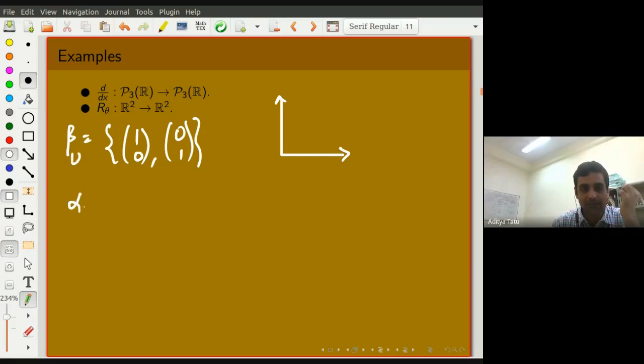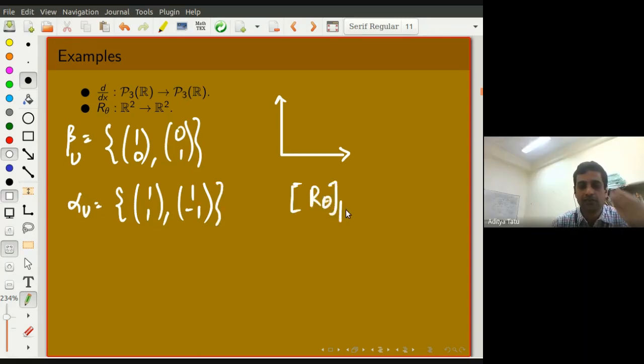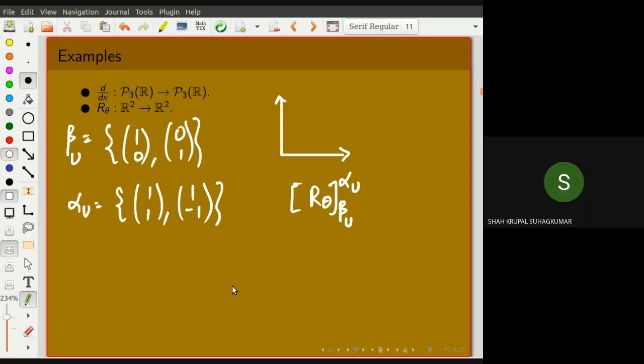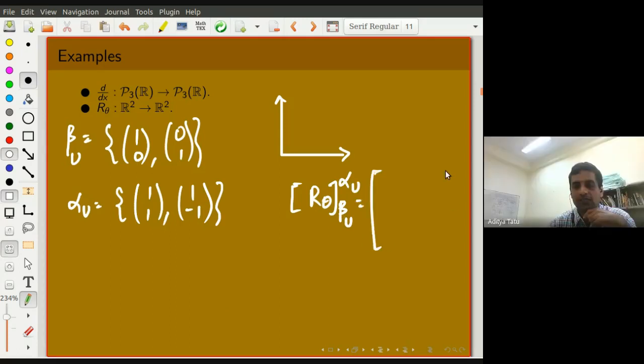Beta, and let's say alpha. So y equals x, that is 1, 1. And the other one would be 1, minus 1. Is that fine? Yes, sir. And you want to find this R theta. The domain has basis beta, the codomain has basis alpha. Is that okay? Yes. Okay. So let's try, and of course I hope all of you agree the size of this matrix would be 2 by 2.